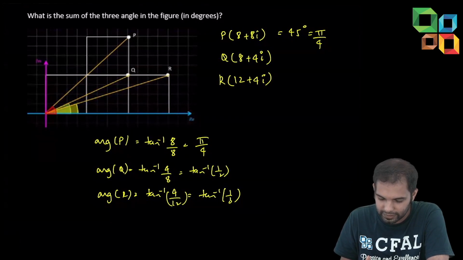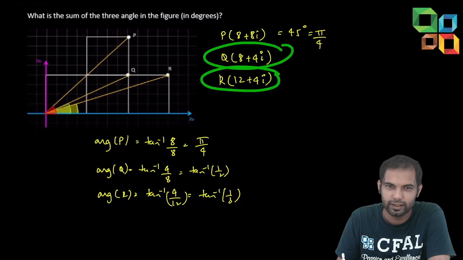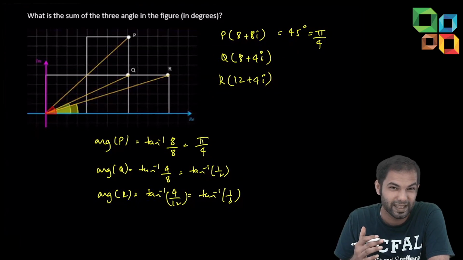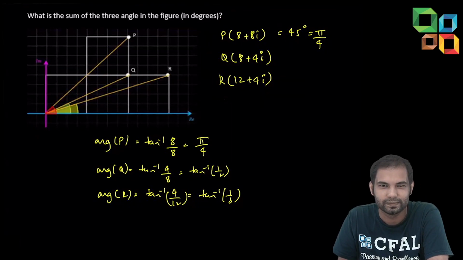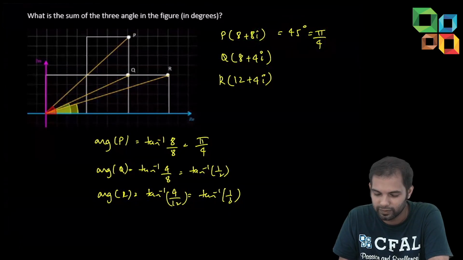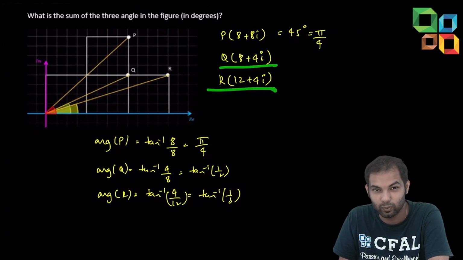What instead we can do is, do you know that if I multiply these two complex numbers, we're going to get a new complex number whose argument is nothing but the sum of the angles? So one way you could have done it is to simply multiply all three without even finding the angles. But because we already know the angle of P, let us multiply these two, get a new complex number, and see what that angle might be.